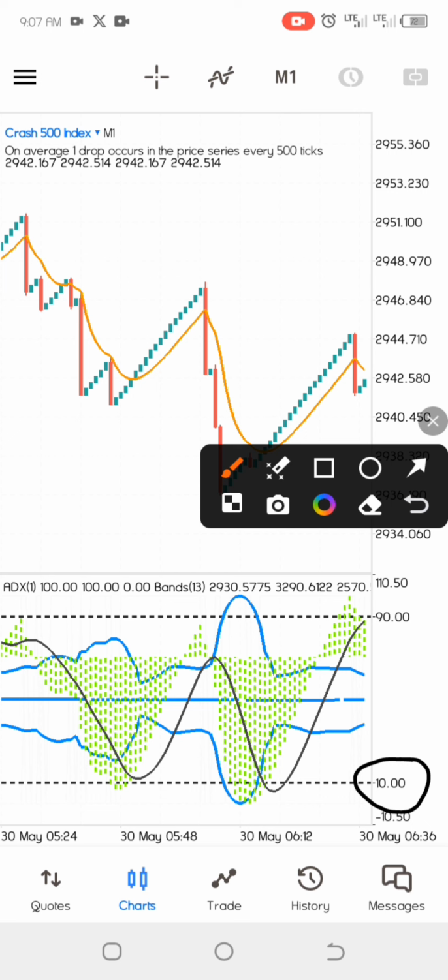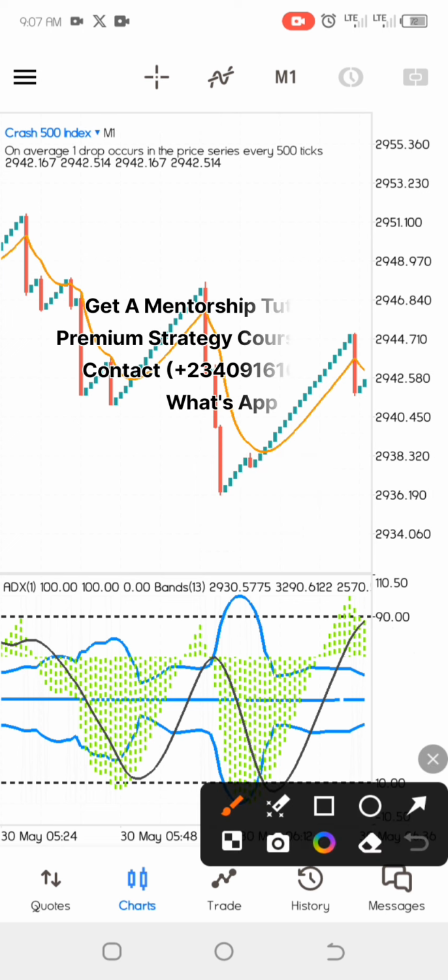If you are on Boom, we are going to be trading at the 90 levels of the ADX. 90 levels stand for the oversold level, and the 10 levels stand for the overbought level. If we are on Crash, you can see it right here, then we are going to be trading at the 10 levels. Now once we know that, how do we take a trade?